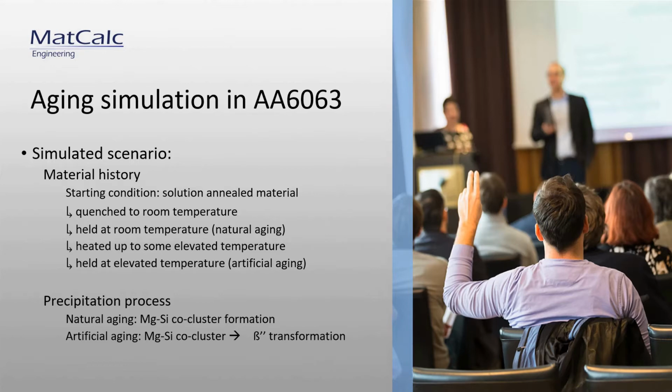Next it will be held at room temperature, so that some natural aging processes will occur in the system, during which the co-clusters of magnesium and silicon form. Afterwards, we'll heat up the material to some elevated temperature and hold it at this temperature for some time. This will be the stage where the artificial aging occurs, and the strengthening phase, which is some sort of beta double prime phase, develops out of the co-clusters formed previously during the natural aging. The co-clusters transform then to the strengthening phase beta double prime.